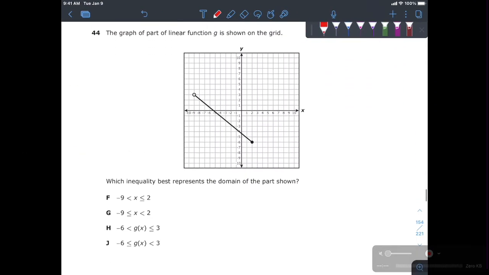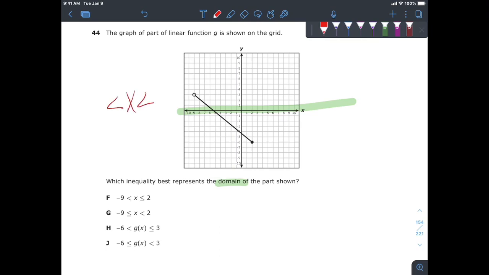Number 44. Which inequality best represents my domain? So here I'm taking a look at this and I say, all right, I see it's continuous, so I'll go ahead and get this set up. And I'm looking and I see -9, +2.